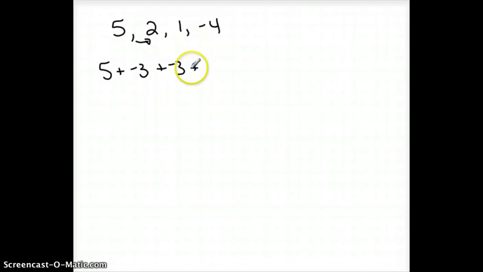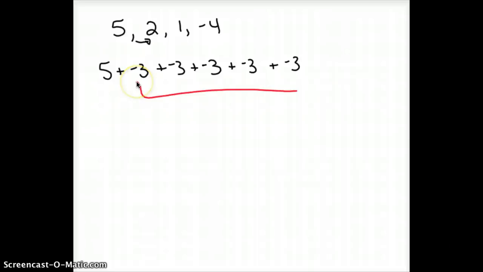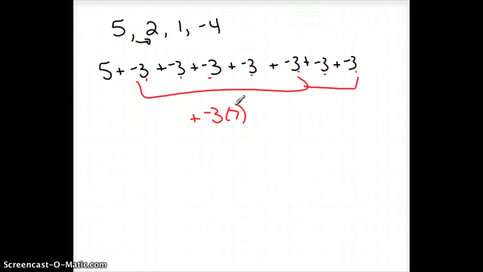Okay, so I noticed this first one was 5, 2, -1, -4. So what I did is I did 5 plus -3 to get this one. And then I added -3 again. And then I added -3 again. And I kept adding -3 every time when I want to go to this pattern. Okay, what I want you to think about is back when you were in elementary school, you learned that when you added something a lot of times, that's the same as multiplying. So if I notice 1, 2, 3, 4, 5, 6, 7 here, if I added -3 7 times, that's the same thing as adding -3 times 7. Okay, I've added -21 to that original thing.